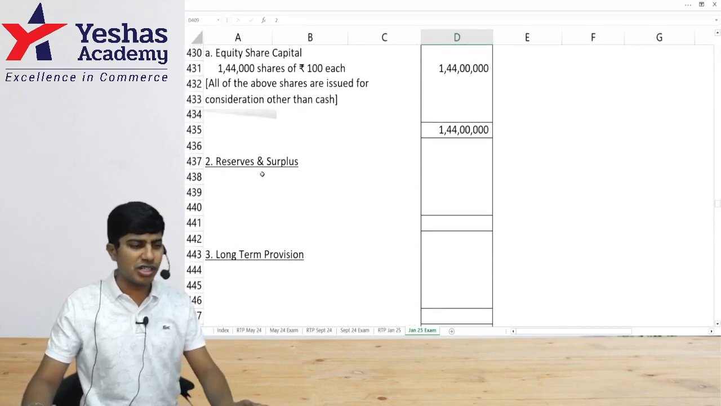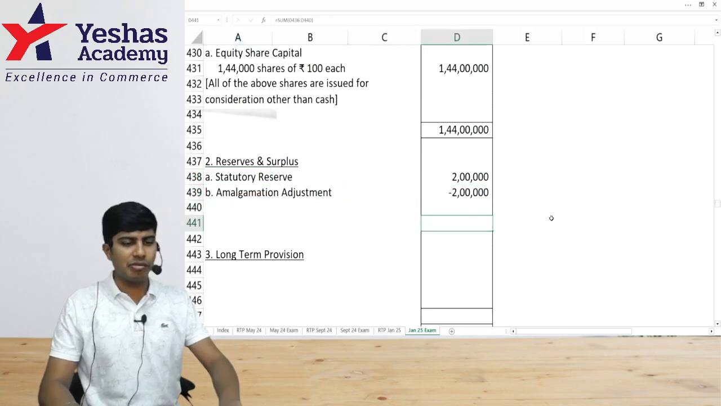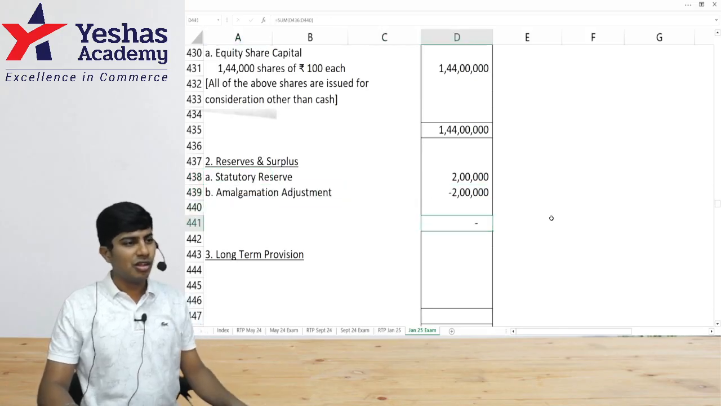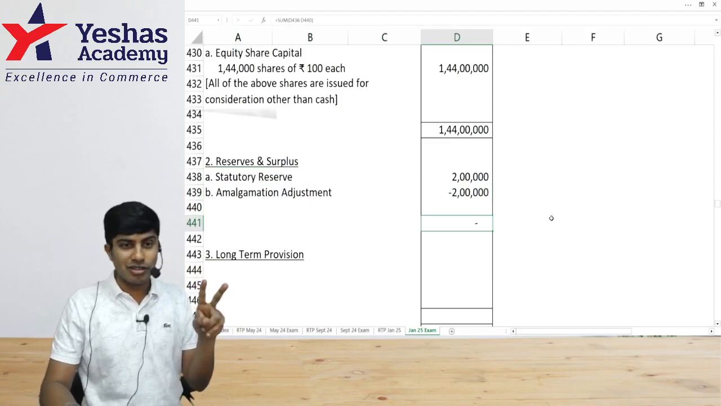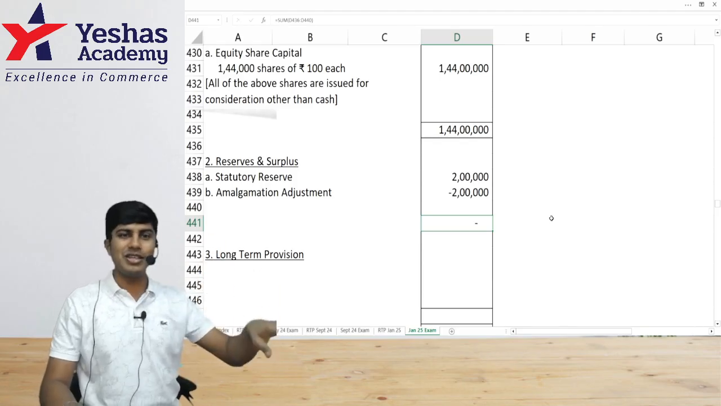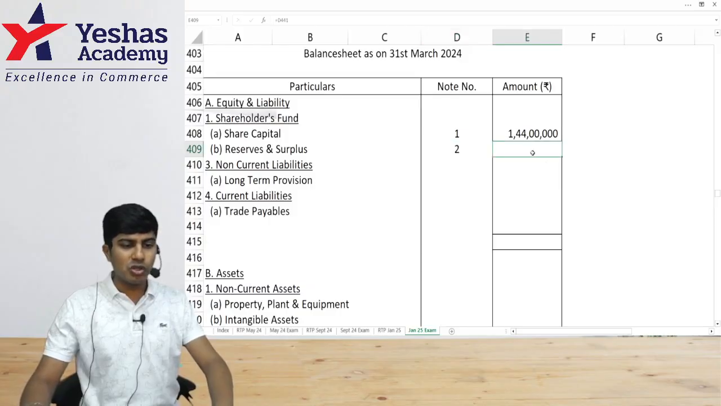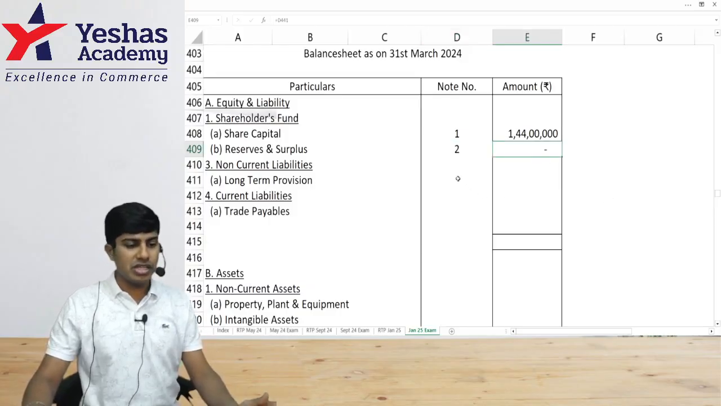This is the coolest reserves and surplus working note that you would ever see. I would write statutory reserve 2 lakh. I'll write amalgamation adjustment minus 2 lakh, it will be 0. If you don't write this, you lose 2 marks. But to write this, you won't even take 20 seconds. Plus 2 lakh minus 2 lakh, ultimately 0. What will come in the balance sheet? Note number 2, 0.